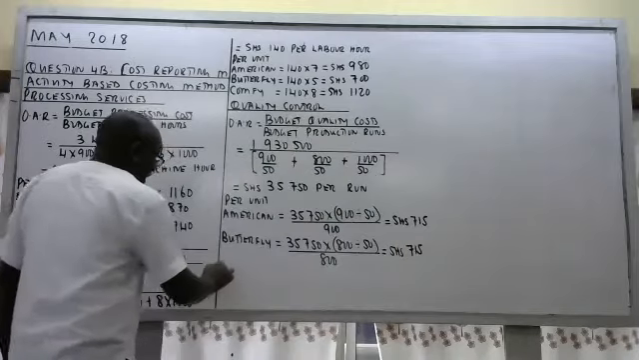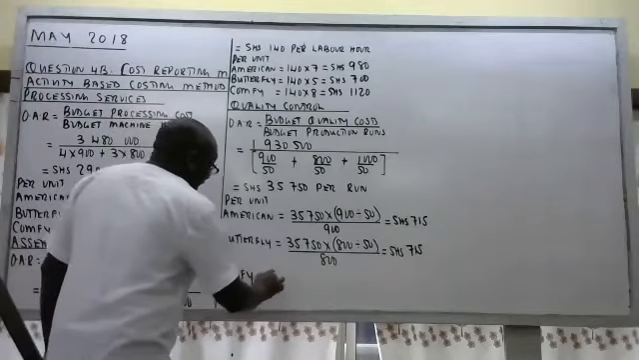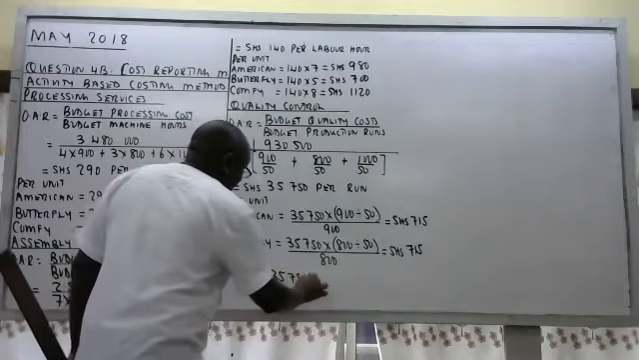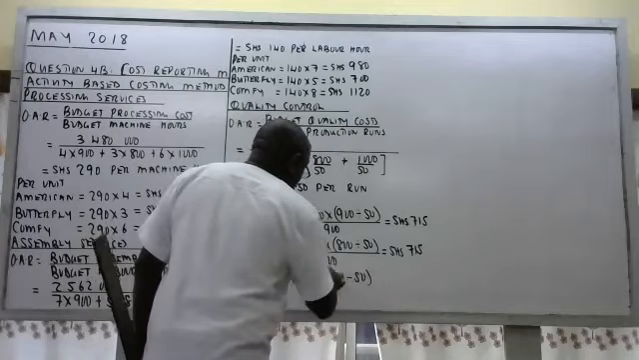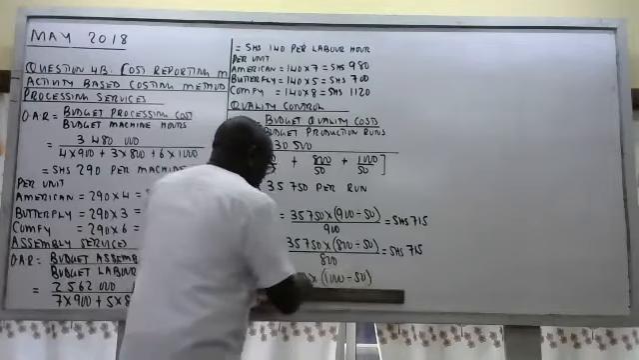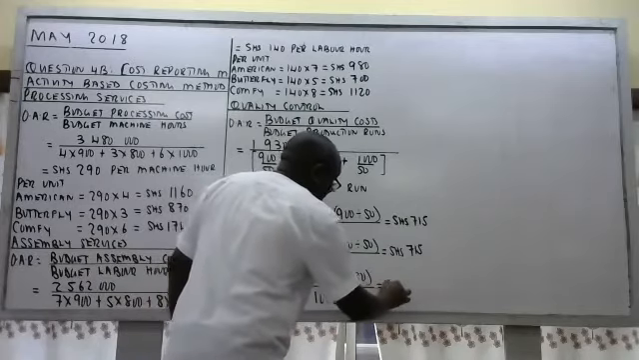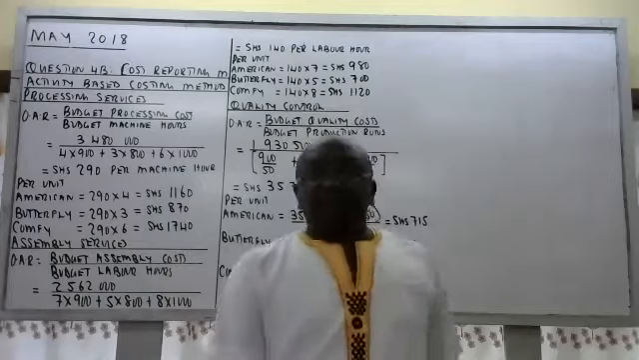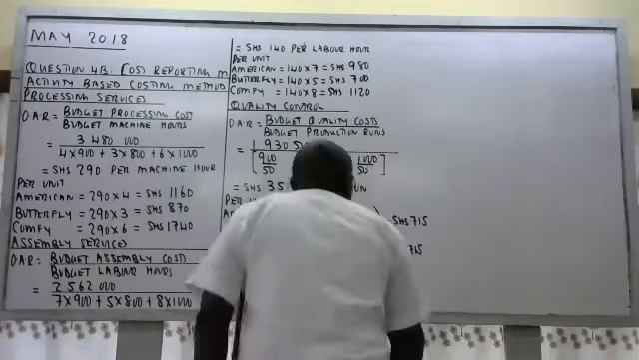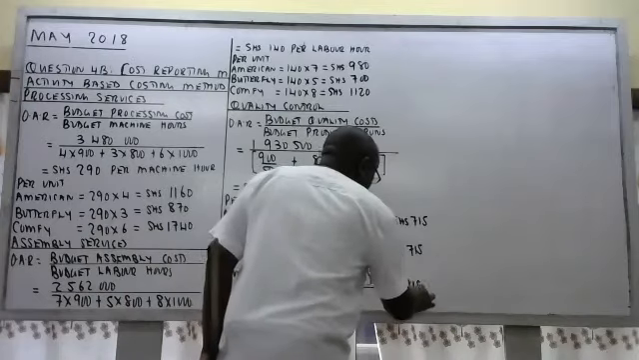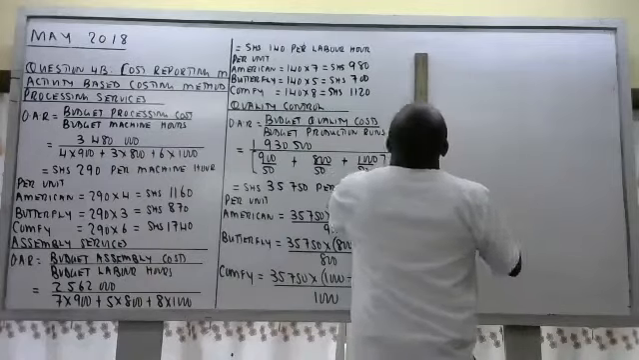715, and then comfy, it is 35,750 multiplied by 1,000, you divide by 50, you divide all this by 1,000. That's also 715. Okay, now you can get 715.